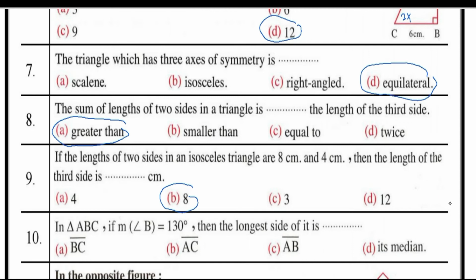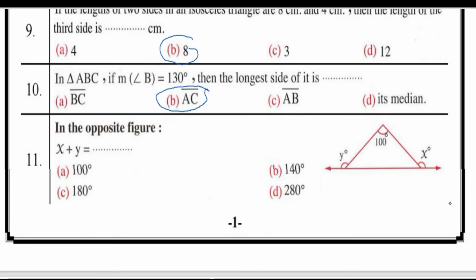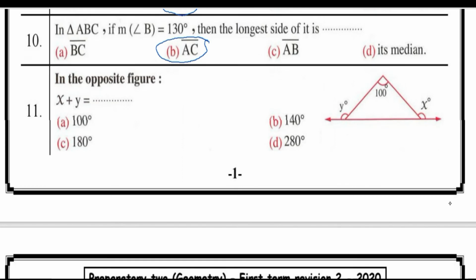In triangle ABC, measure of angle B is 130, so it is obtuse. This is the greatest angle. The longest side is opposite to the greatest angle. The side opposite to B is AC. The longest side is the line segment AC. In triangle ABC, if measure of angle B is 130, then the longest side, answer A.